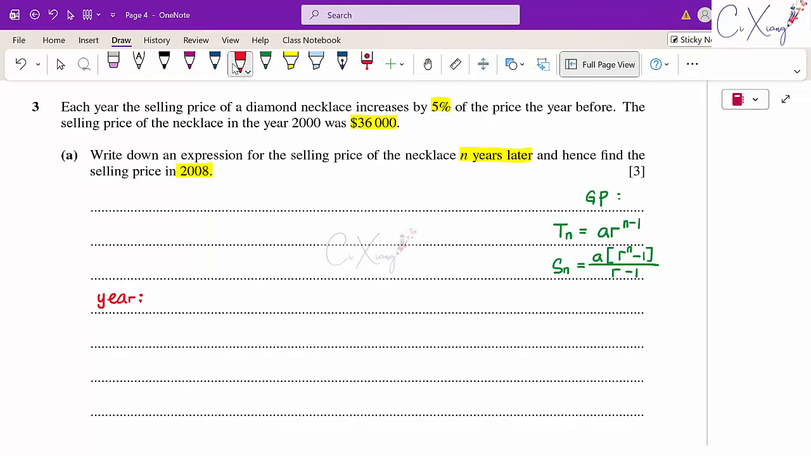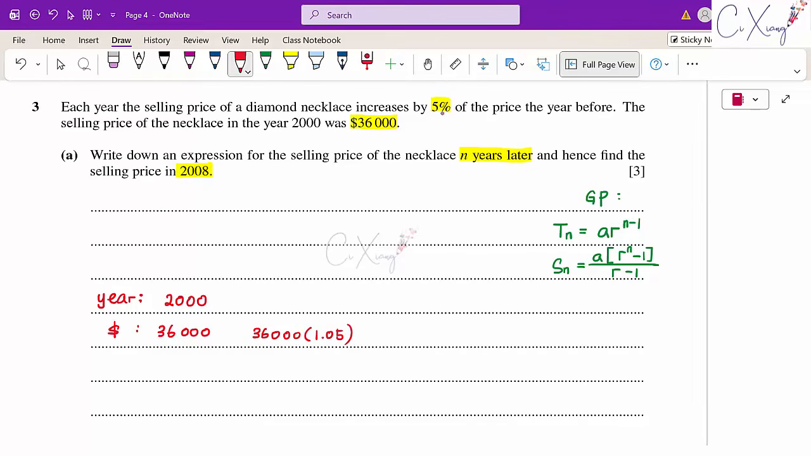Okay, then this is the amount that I have. For the starting price, the selling price of the necklace in the year 2000 was $36,000. So that means the year 2000 will be my first term, and then the A will be 36,000. All right. Then for the next year, the price is increased by 5% of the previous year's price. So that means you're having 36,000 multiplied with 1.05.